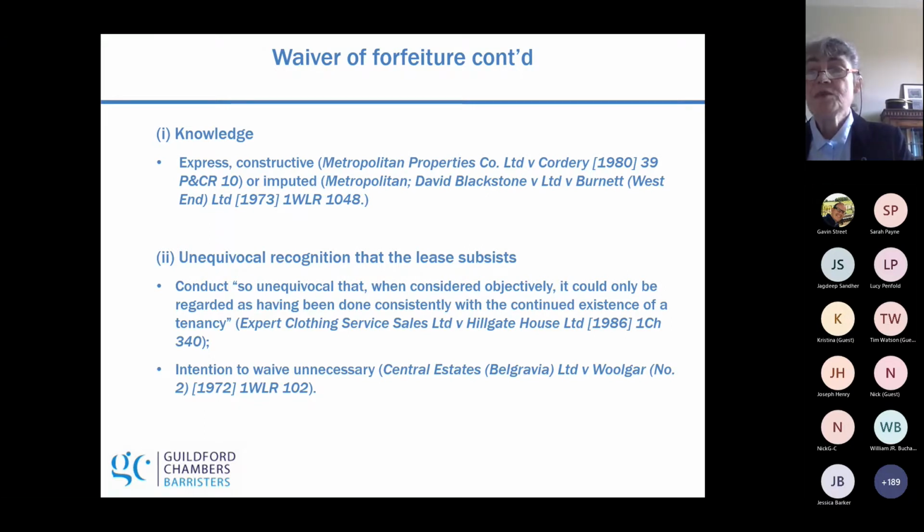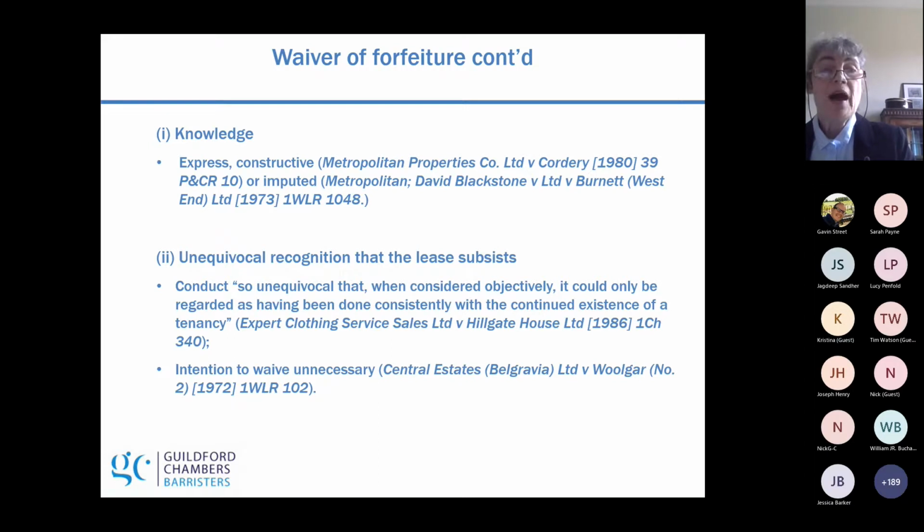Knowledge of the landlord's employees and agents may be imputed to a landlord, depending on the nature and extent of the authority of the persons concerned. In the Metropolitan Properties Company Limited and Cordery case, a porter's knowledge of the subletting was imputed to a large corporate landlord because of the nature of his authority.